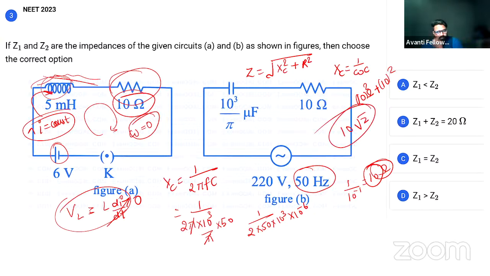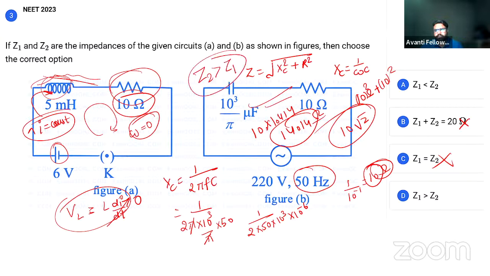So we can say it clearly: Z1 is less than Z2. Z1 here was only 10, and here Z2, if you put the value of root 2, which is 1.414, it is 14.14 ohm. 14.14 ohm means this value is greater, means Z2 is greater than Z1, so option A is the correct option.